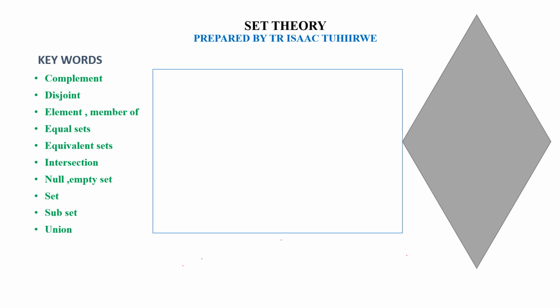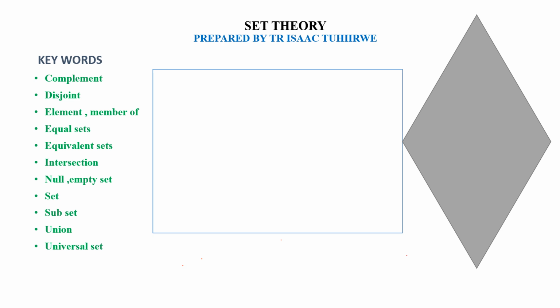Then we have union set. As you hear, the word union comes from the word unite. So a union set is a set combining elements of 2 or more sets. I can have a set A, I can have set B, at the same time I can have set C. But I can form one set for all those 3 sets, and that's what we call union set.